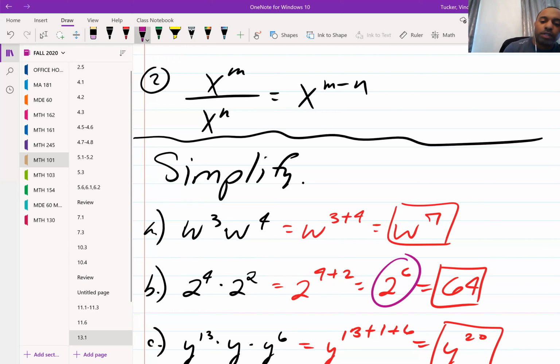And if you were to write 2 to the 6th in Connect Math, it should give you a hint saying expand it out or something like that. So it would let you know.